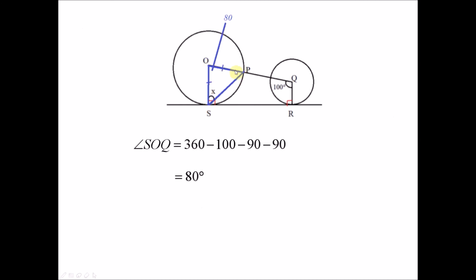And for this triangle here, you notice that because OP and OS are radii of the same circle, they have the same length. So this is an isosceles triangle. An isosceles triangle has the same base angles, so X here has the same value here. So if we take 180 minus 80 and divide by 2, we get the value of x. So x equals 180, the total interior angle, minus 80, divided by 2, because these two base angles have the same value. Hence you get 50 degrees.